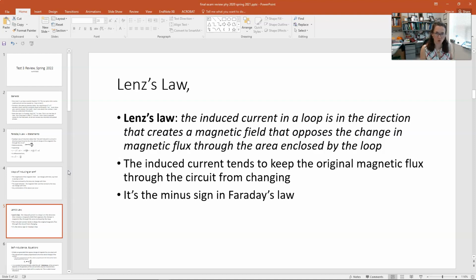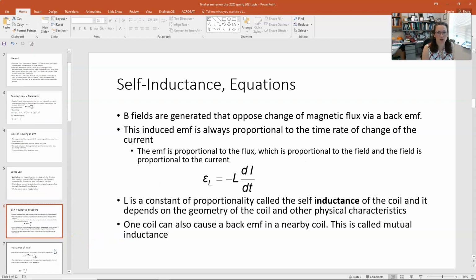Remember, things don't want to change, they want to stay the same, and so it's just trying to maintain. So it'll induce an EMF that will oppose the change in flux. Okay, we covered inductance. So magnetic fields are generated that oppose the change of magnetic flux via a back EMF, as it's called.